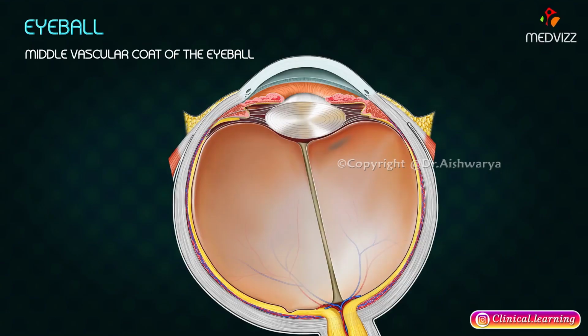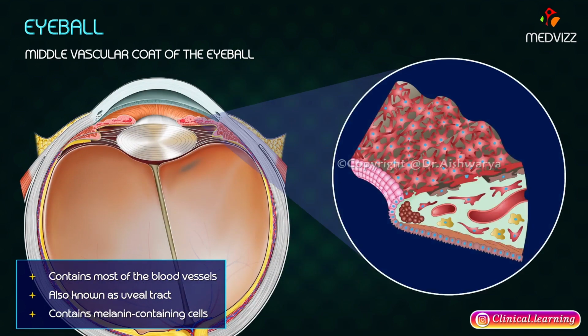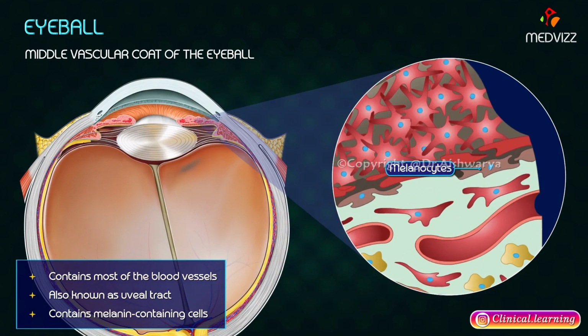Middle vascular coat of the eyeball. The middle coat is often called vascular coat because it contains most of the blood vessels of the eyeball. It is frequently known as uveal tract by the clinicians. This coat contains a large number of melanin-containing cells.